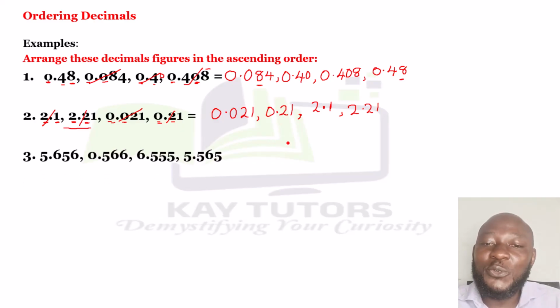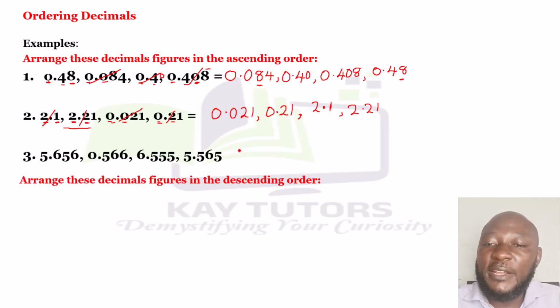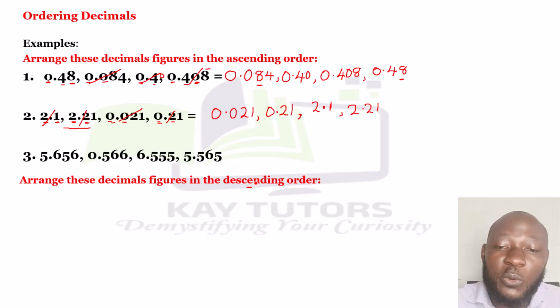So it's time for you to try this. You try number 3 and you drop your answer in the comment section. And finally, let us arrange this set of decimal numbers in descending order. By descending, it simply means you are going from big to small.